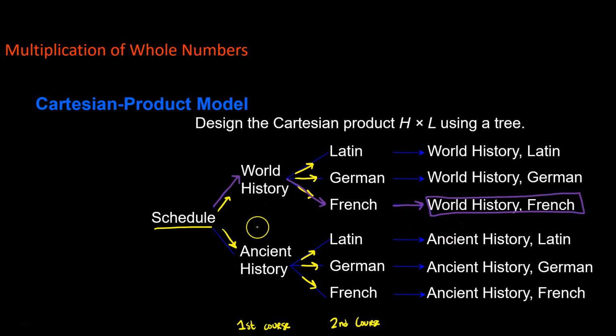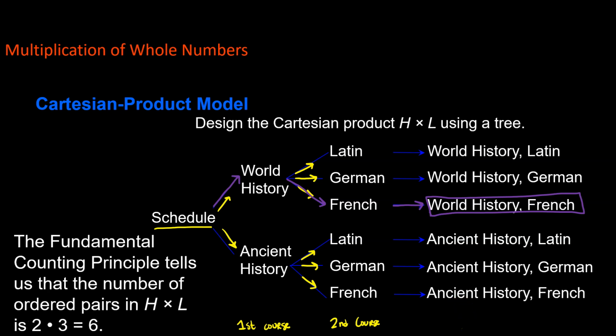So all of the different possibilities that we could come out with would be listed at the end after we've read through every branch on our diagram. We've talked about the fundamental counting principle as well, and we can use that here to help us figure out just how many choices we really have.